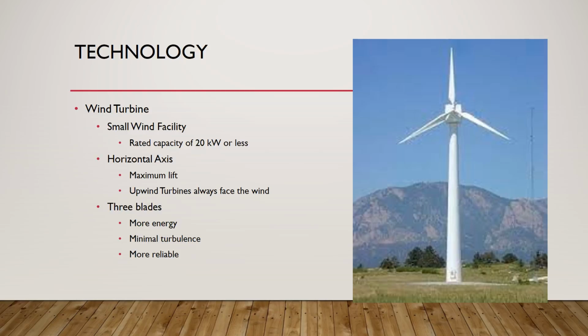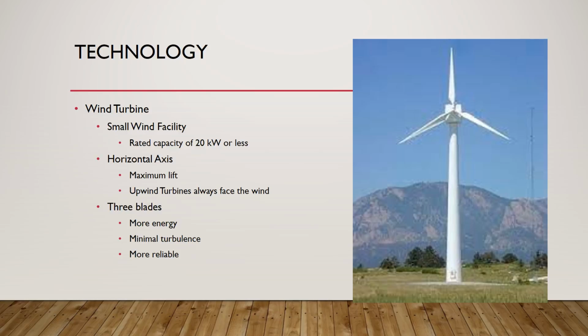So the technology, of course, you're going to be connected to the grid. You need the tower, the hub, the blades, which is the most important part for this, the wind turbine itself. In this county, a small wind facility has a rated capacity of 20 kilowatts or less, which I think is the best option for us here. It's also going to provide us with the right amount of energy that we need. Anything bigger just gets really expensive, and you're just overdoing it. And so the small wind facility would be best for us here.